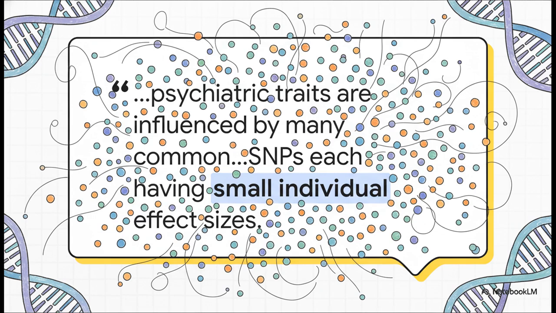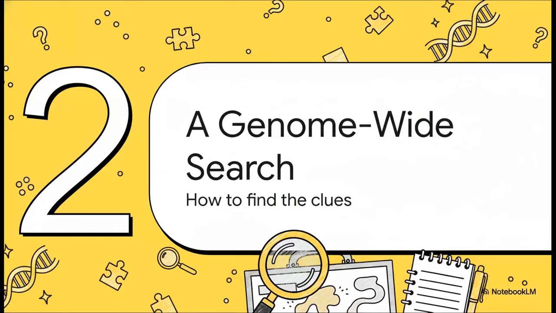Now here's where it gets really tricky. For most of the complex traits we care about, there isn't one single smoking gun gene. Instead, it's more like this quote says, there are thousands of these tiny SNP clues involved, and each one on its own has a tiny, almost unnoticeable effect. So that creates a huge puzzle, right? How in the world do you find thousands of minuscule clues scattered all across the entire genome?